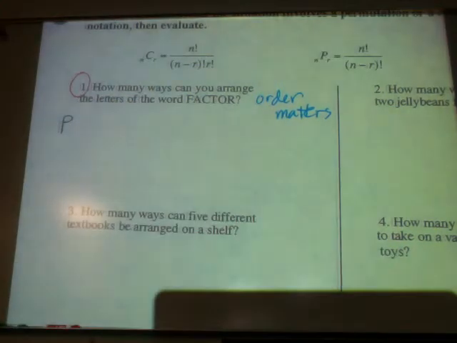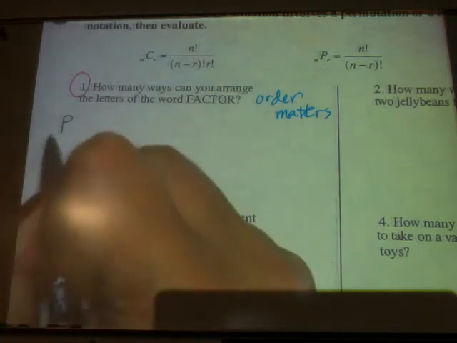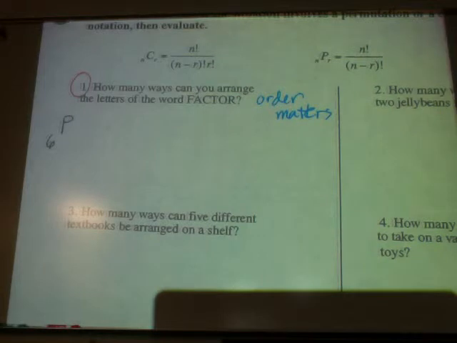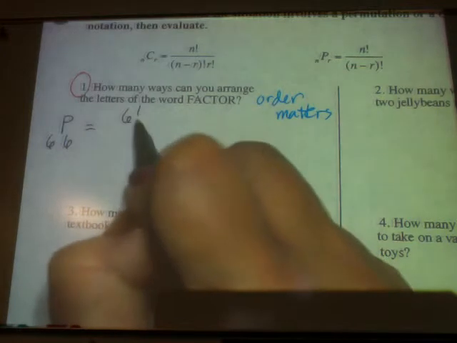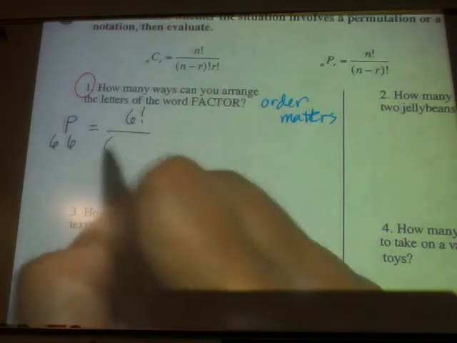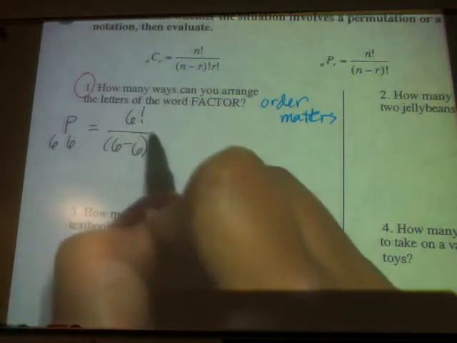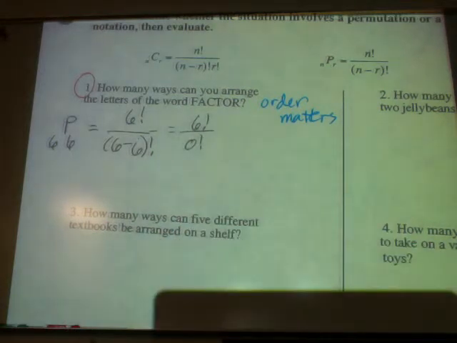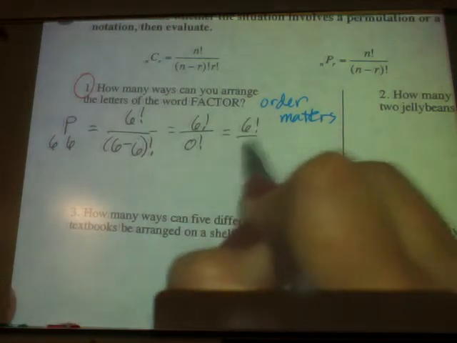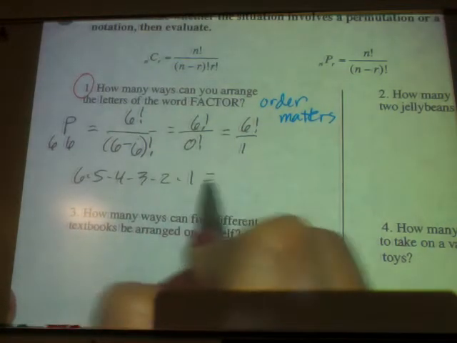How many items do we have to choose from? We have 1, 2, 3, 4, 5, 6. And how many items are we arranging at the same time? 6. So your formula for a permutation is 6 factorial, that's your n, over, then you're going to subtract the n and the r, so the 6s get subtracted. Isn't that 6 factorial over 0 factorial? What's the value of 0 factorial? 1. And so we really have 6 factorial over 1. So we've got 6, 5, 4, 3, 2, and 1.